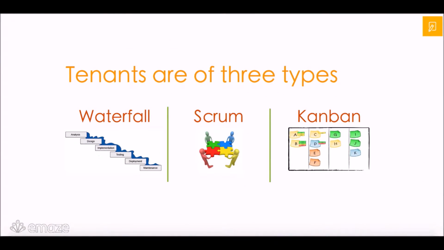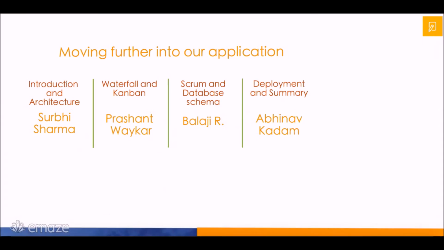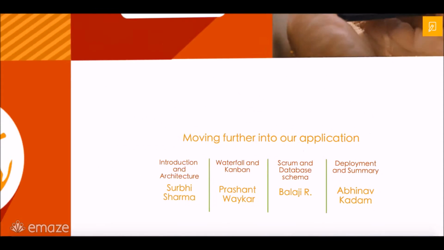Well, for our application, we are going to be focusing on three types of tenants: Waterfall, Scrum, and Kanban. For this demo, we have divided the application into four modules, namely Introduction and Architecture given by me, Surbhi Sharma, Waterfall and Kanban demonstrated by Prashant Waykar, Scrum and Database Schema by Balaji, and Deployment and Summary by Abhinav Kadam.